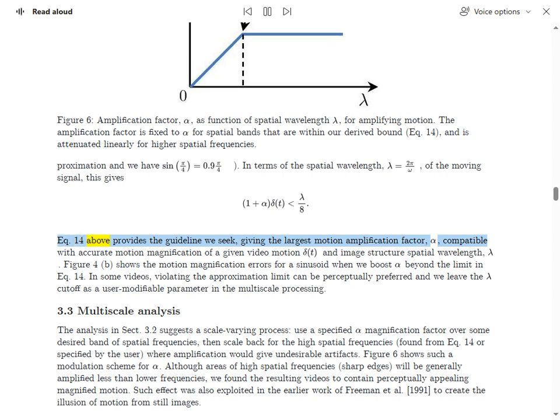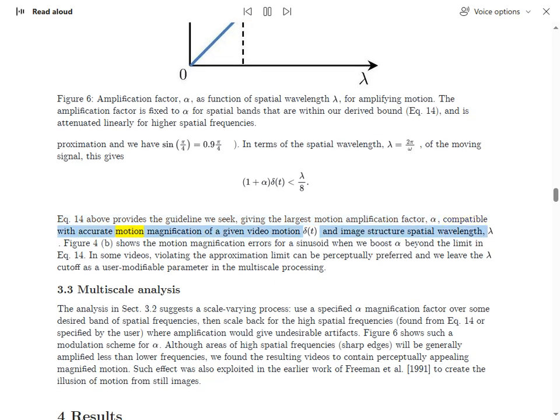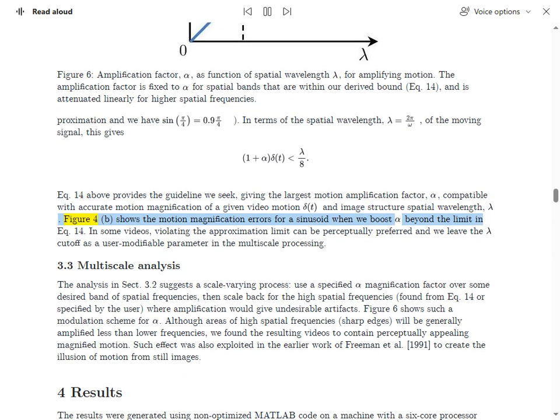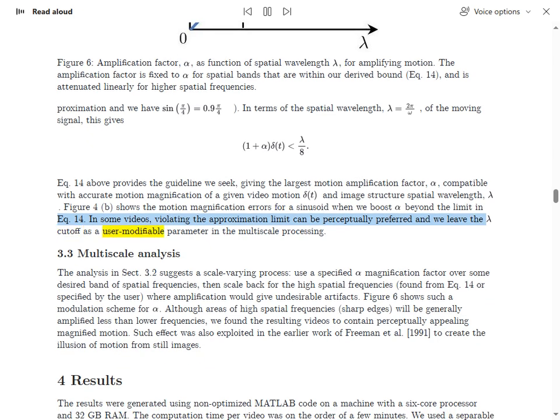EQ 14 above provides the guideline we seek, giving the largest motion amplification factor, alpha, compatible with accurate motion magnification of a given video motion, delta t, and image structure spatial wavelength, lambda. Figure 4b shows the motion magnification errors for a sinusoid when we boost alpha beyond the limit in EQ 14. In some videos, violating the approximation limit can be perceptually preferred, and we leave the lambda cutoff as a user-modifiable parameter in the multiscale processing.